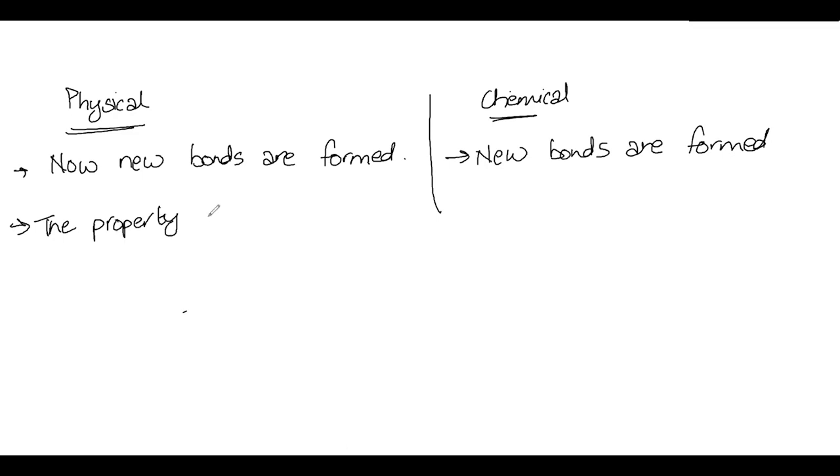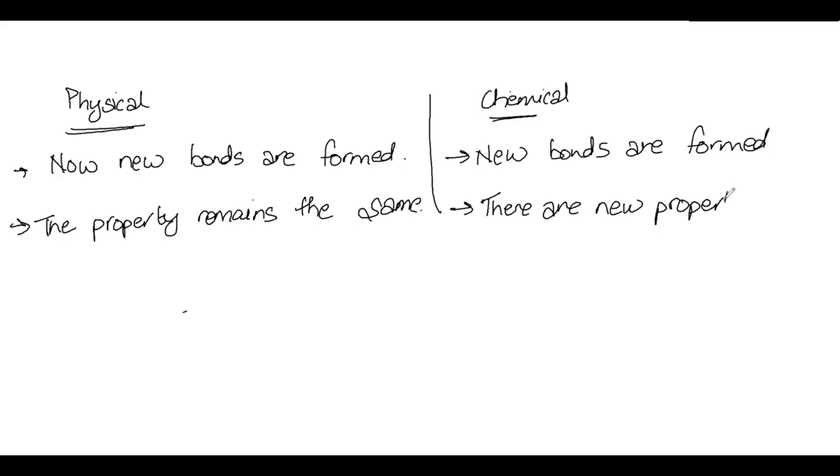Moving ahead, one more point is that in physical change the property remains the same. Like as it was water, it will remain water only, no new properties will be there. But in case of chemical changes, there are new properties of the products.